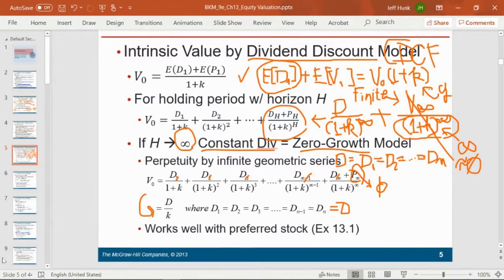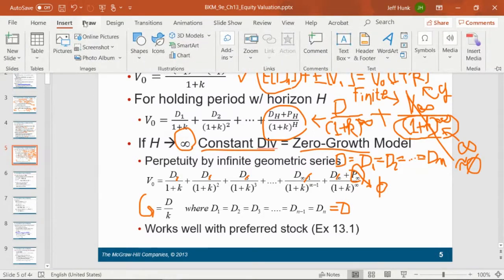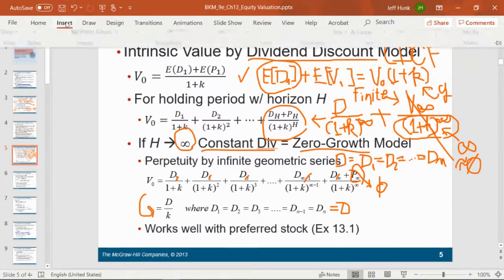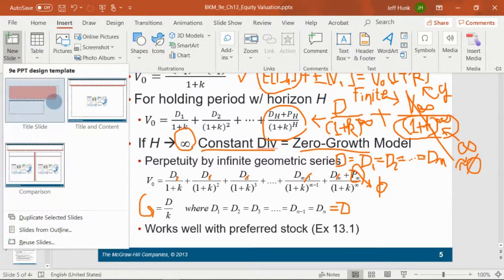This requires an explanation using an infinite geometric series. Although we did it in Finance 100, I don't think you can remember it, and besides, even if you remember, you cannot derive it yourself. The point is, this is Finance 300. You should be able to derive this formula, right? So let me insert a new slide.